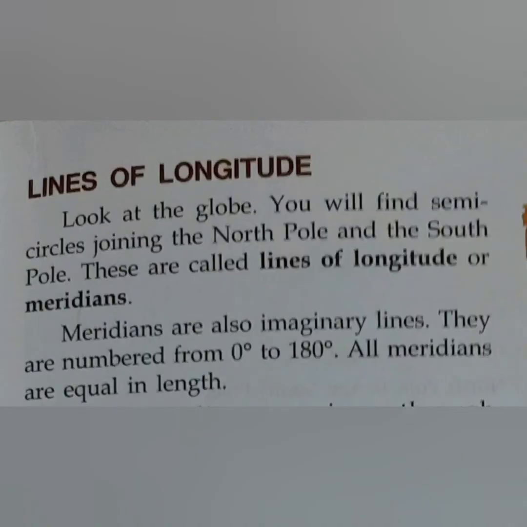Students, now is the time to know about another important part of the chapter, and that is lines of longitude. What are lines of longitude? Look at the globe. You will find semicircles joining the North Pole and South Pole. These are called lines of longitude or meridians. Meridians are also imaginary lines. They are numbered from 0 degree to 180 degree. All meridians are equal in length.